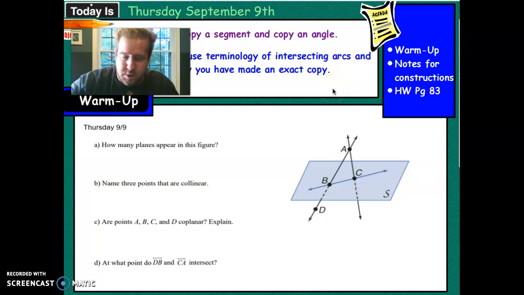All right, this is Unit 1, Topic 1, Lesson number 6. So we're getting into constructions using those compasses. It says, how many planes appear in this figure? This is one plane, just plane S.